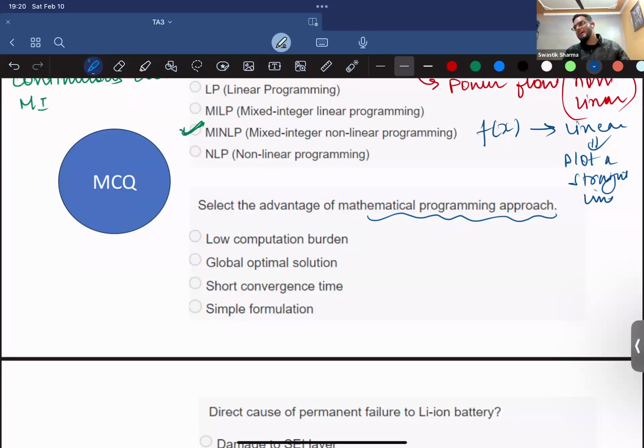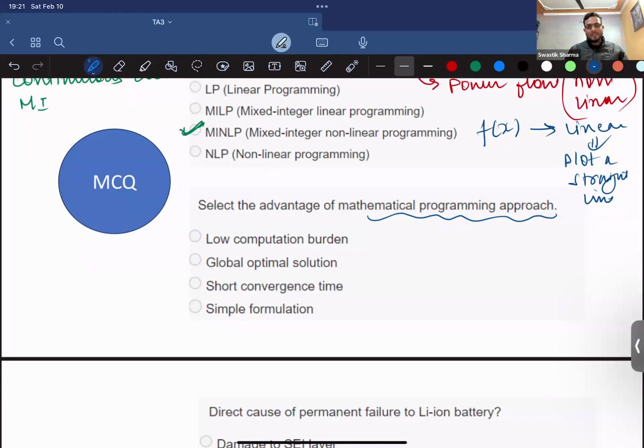But still there is a computational burden. What you generally do for nonlinear programming is linearize it so that the computation burden is removed to some level, right? So computation burden is there. Convergence time is not short. If I give you a nonlinear programming problem, the convergence time won't be short. That's for sure. Formulation for a nonlinear programming won't be simple.